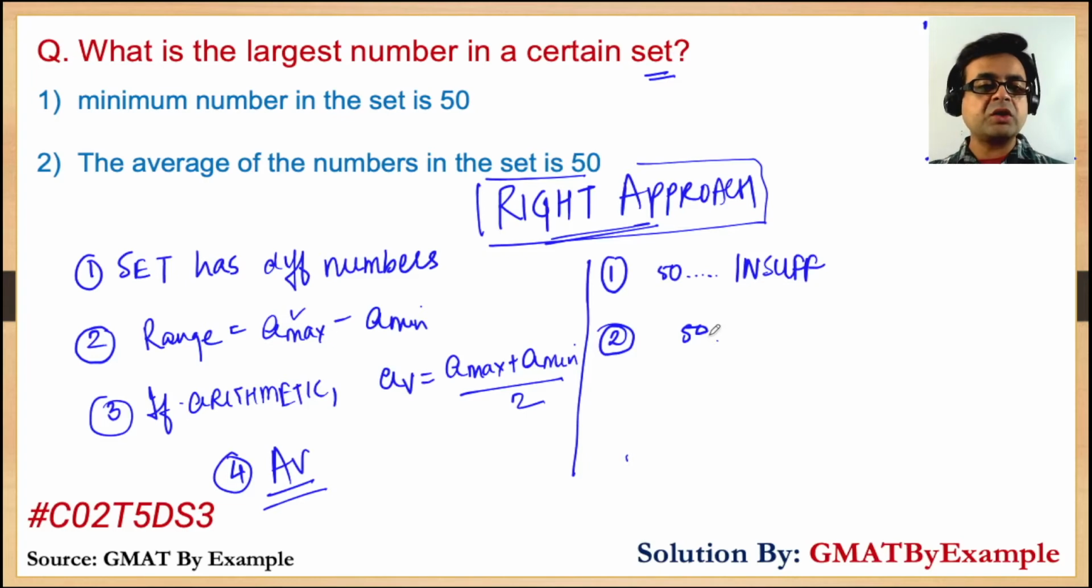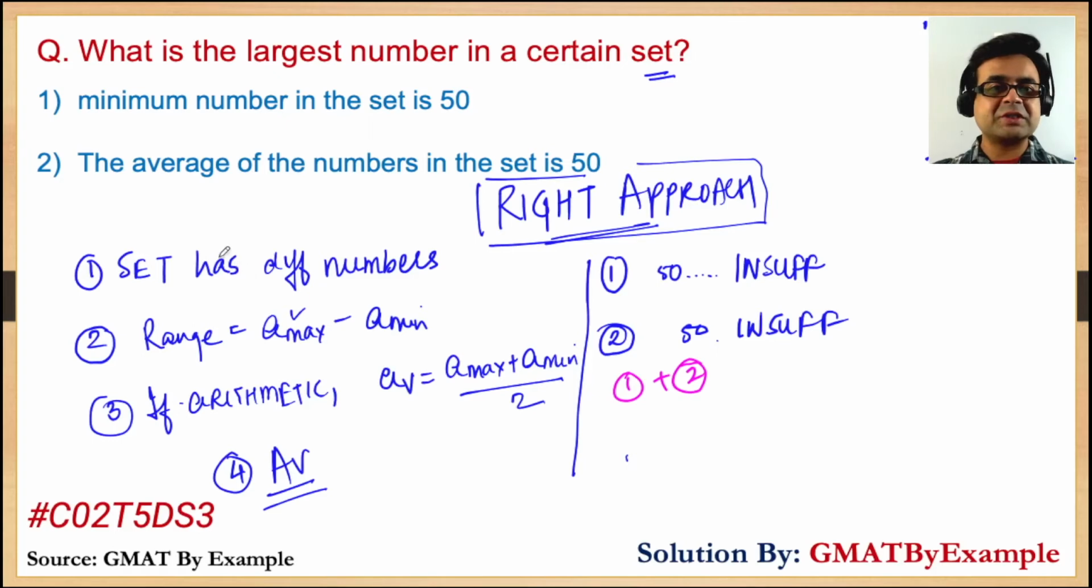For now we cannot say anything about the minimum or maximum value of the series, because (100 plus 2) divided by 2 is also 50, and (51 plus 49) divided by 2 is also 50. So having the average itself is not enough. So this is also insufficient. Now let's combine 1 and 2 and see what is given.